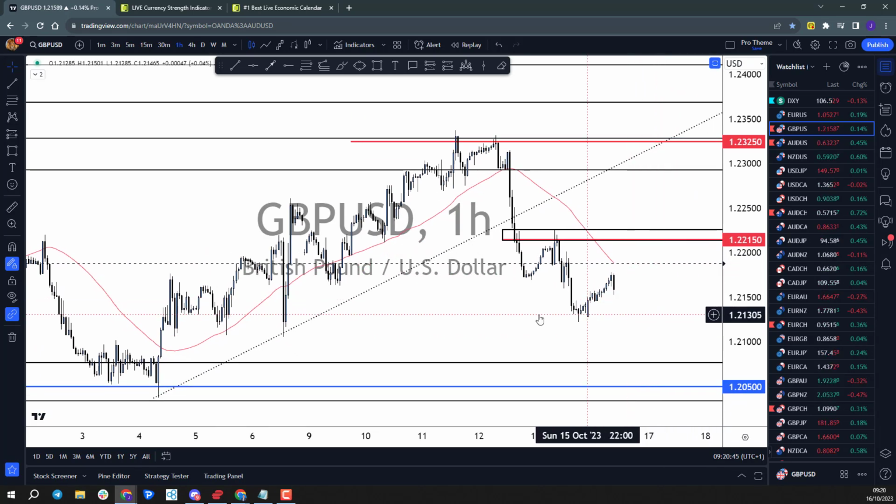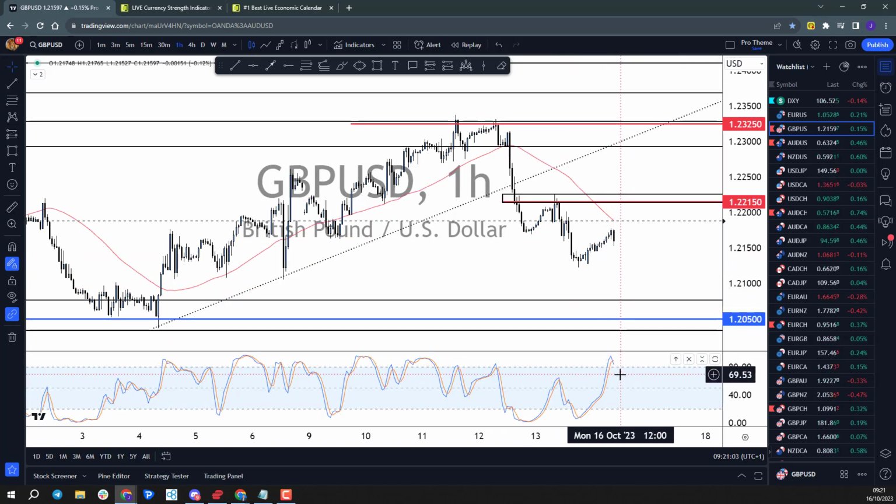So that's what I'm looking at here. Potential bearish setup forming with the opportunity to trade that down to 1.2050. The first alert is set at 1.2188, which are these minor highs here that formed on Friday.